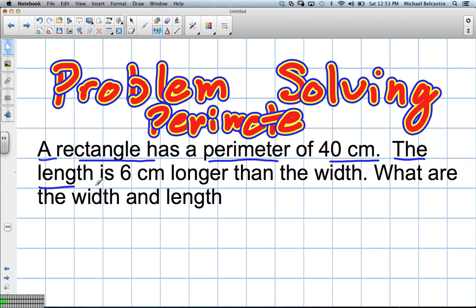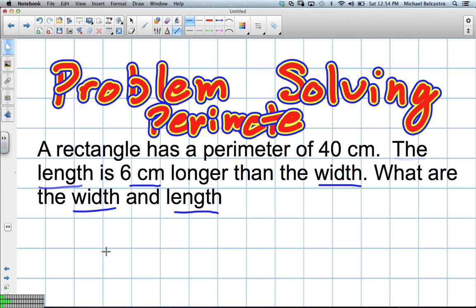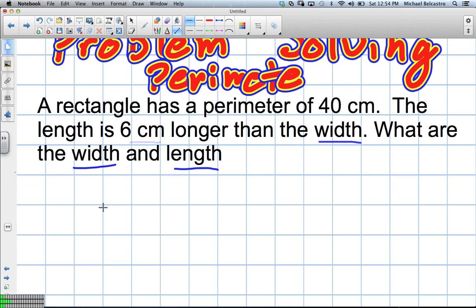The length is 6 centimeters longer than the width. What are the width and length? Well, like we said, we always want to draw a picture when we're problem solving. So we're dealing with a rectangle. And the perimeter deals with what?